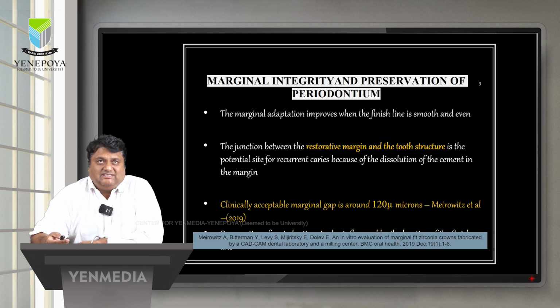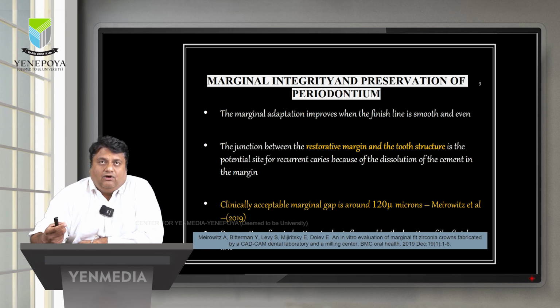Now why do we say that the finish line is important? The marginal adaptation improves when the finish line is smooth and even. Now what do you mean by marginal adaptation? That is the gap between the margins of your crown and your finish line. Lesser it is, the better it is.